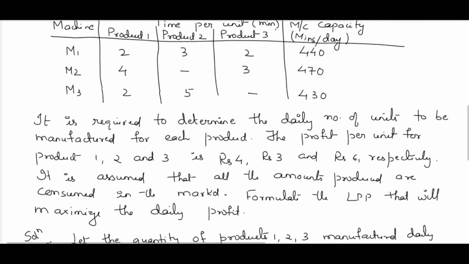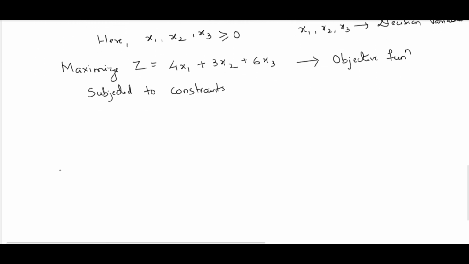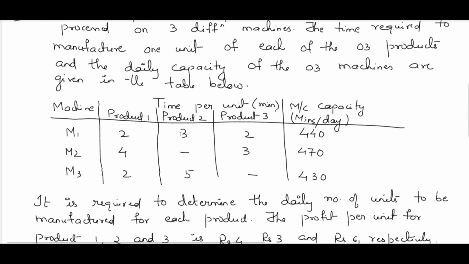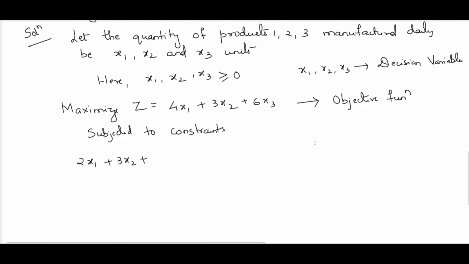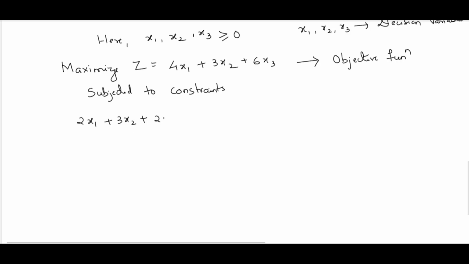What is the first constraint? It is 2x1 plus 3x2 plus 2x3 less than or equal to 440. See the table. That means machine 1 will work for 2x1 for product 1, 3x2 minutes for product 2, and 2x3 for product 3.